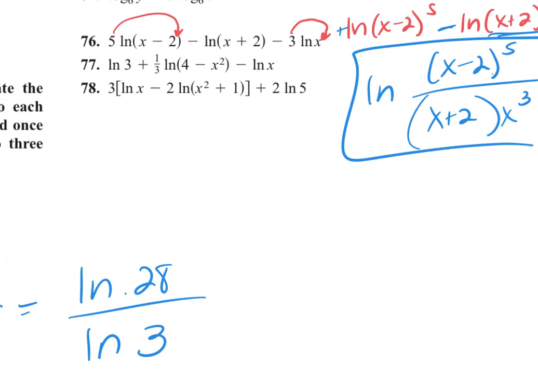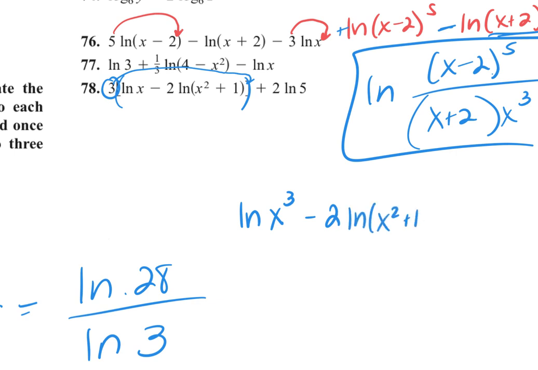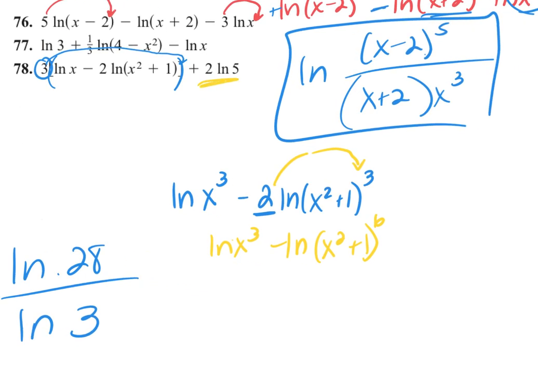78. Okay. So this 3 is on all of these, which means it's going to be the exponent to each of the terms inside, right? So this 3 would technically get bumped to the end here, but then also get distributed to both the ln's inside, which means it would be ln x to the third minus 2 ln x squared plus 1 to the third. That whole thing gets the third. Then the 2 here also gets bumped back. So I have ln x to the third minus ln x squared plus 1 to the sixth. This is still here, plus ln 5 squared.